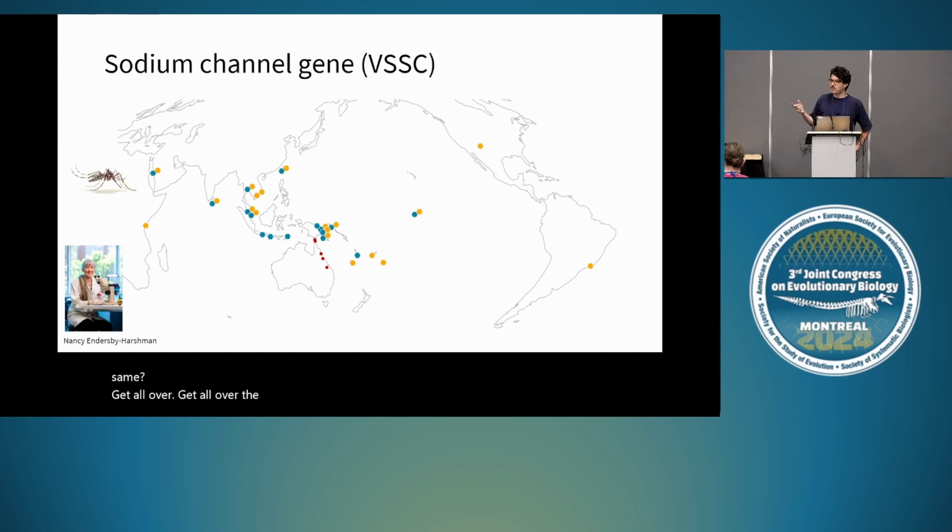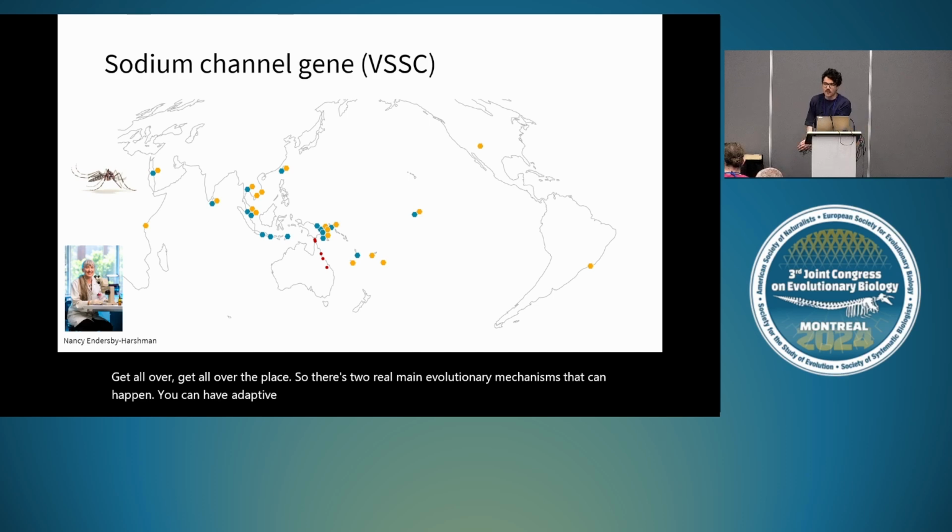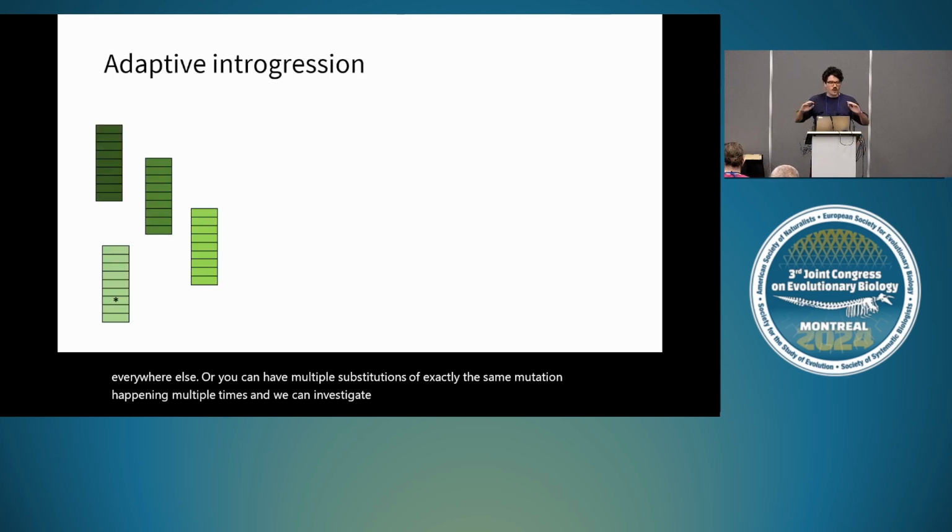There are two main evolutionary mechanisms that can happen. You can have adaptive introgression: it can arise in one population and then spread everywhere else. Or you can have multiple substitutions of exactly the same mutation happening multiple times. We can investigate this by thinking of the sorts of patterns this would produce in a population genomic sense. So imagine this is a population.